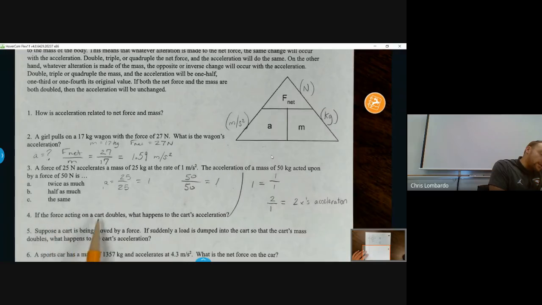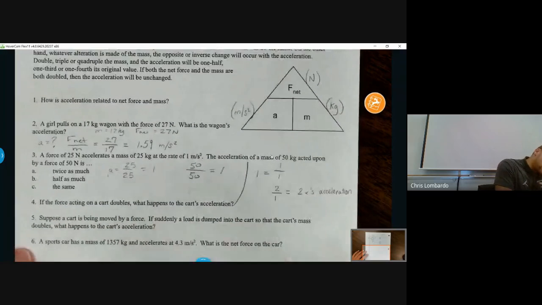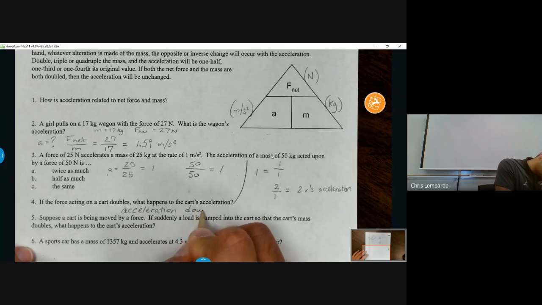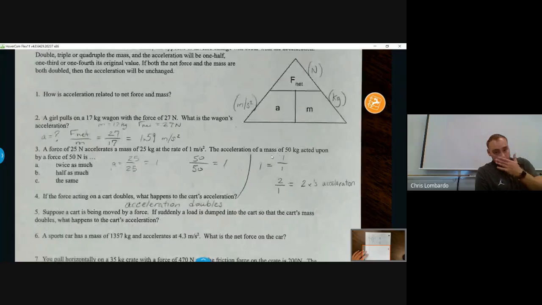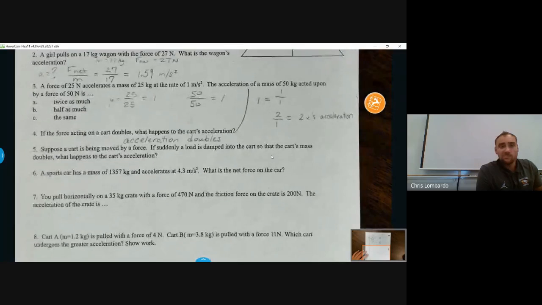So the force acting on the cart doubles. What happens to the acceleration? You can just write it out. The acceleration doubles.